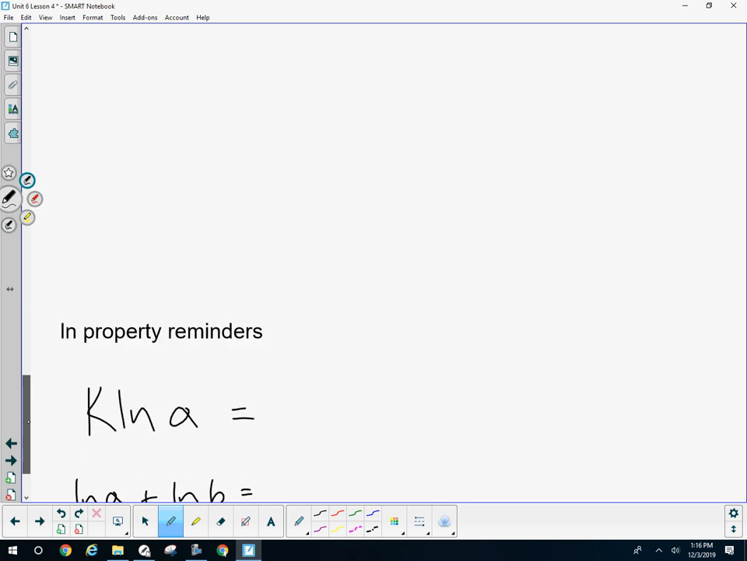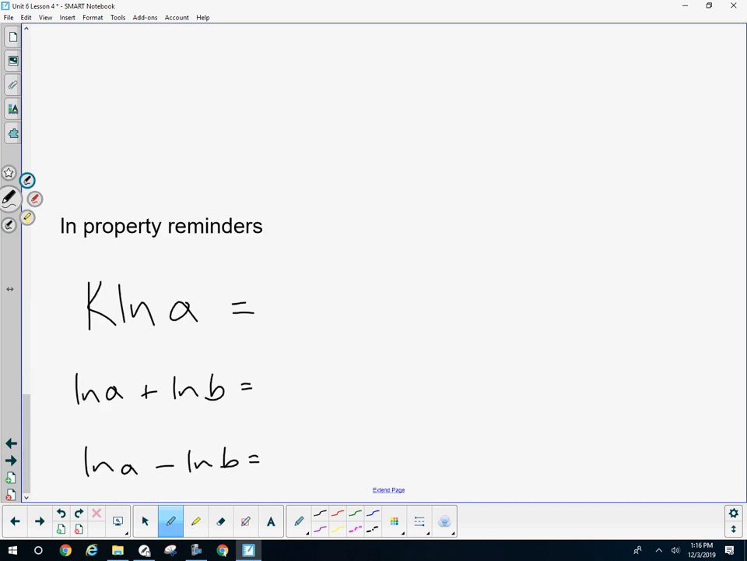All right. Some other property reminders. We're not going to use these much, but just in case you see something and you're wondering why they do that, log properties are very similar to exponent properties, which is why these properties are what they are. You probably remember these from pre-calculus, maybe even algebra 2. Okay.